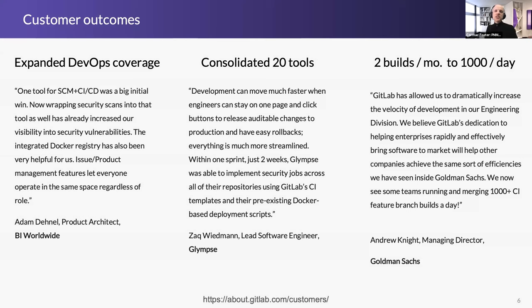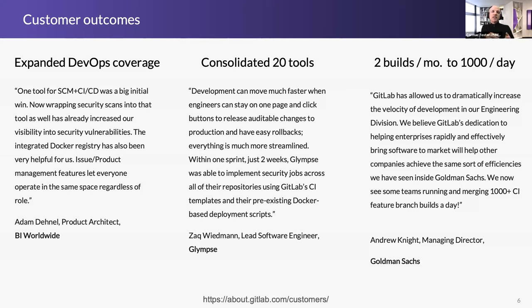We have customer stories on the website at the URL at the bottom of every page, but I'll just quickly call out three outcomes directly related to that platform approach. BI Worldwide started with GitLab for source code management and continuous integration delivery, but the single app platform meant they could adopt other aspects of automation like security easily without friction, they could just light that up.